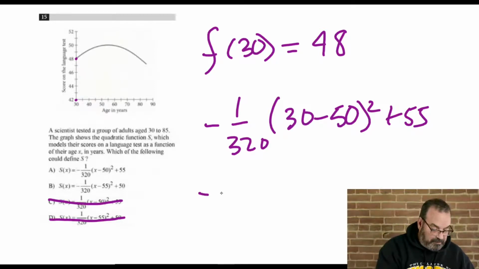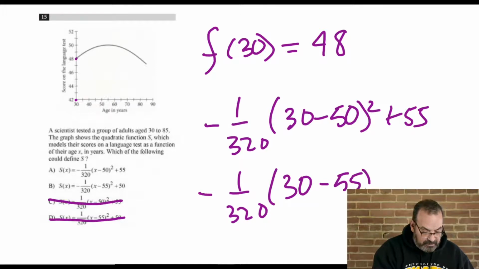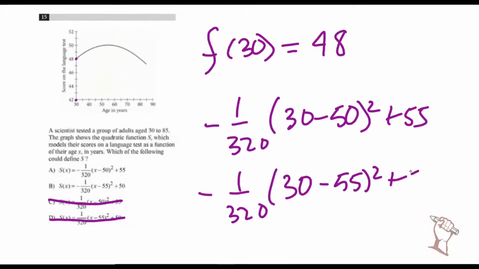And let's do B. 1 over 320 times 30 minus 55. It's going to be big enough. Ready? 30 minus 55. Enter. 25 squared. Enter. Divided by 325 should be 1.95. So this is minus 1.95, 1.92. B is the answer.